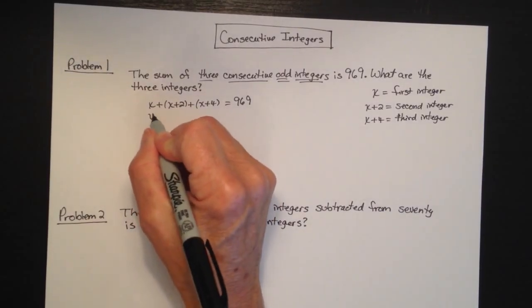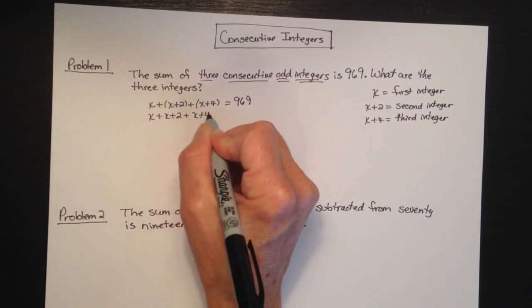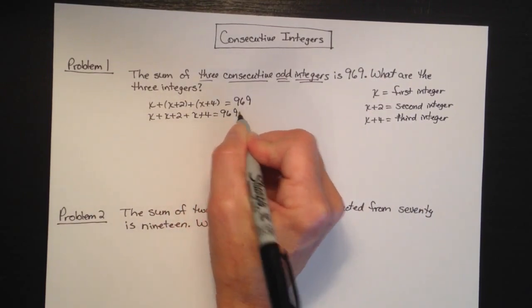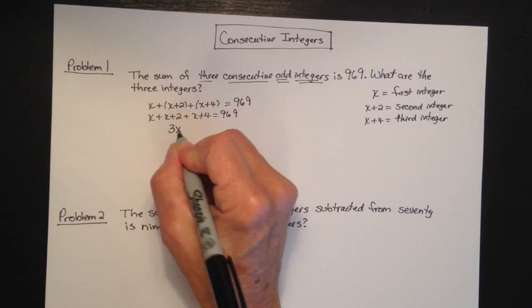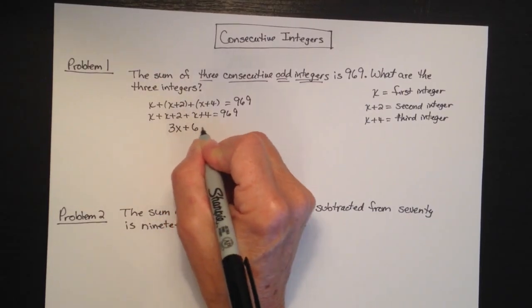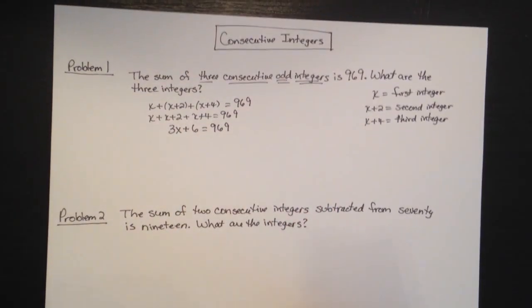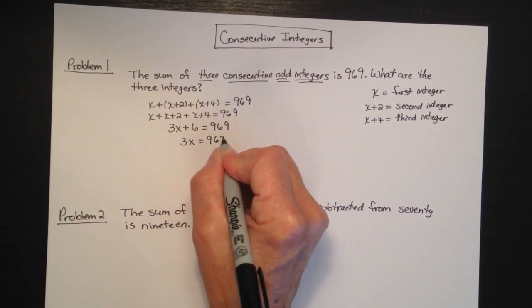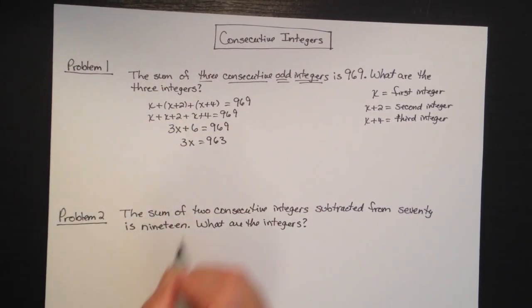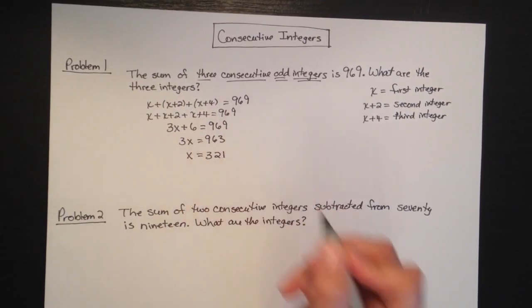I'm going to rewrite the left-hand side as x plus 2 plus x plus 4 equals 969. I'm going to collect like terms on the left-hand side of the equation, so x plus x plus x gives me 3x, 2 plus 4 gives me 6, and this is equal to 969. Now I'm going to subtract 6 from both sides of the equation. This gives me 3x is equal to 963. Then I'll divide both sides by 3, and I'll get that x is equal to 321.